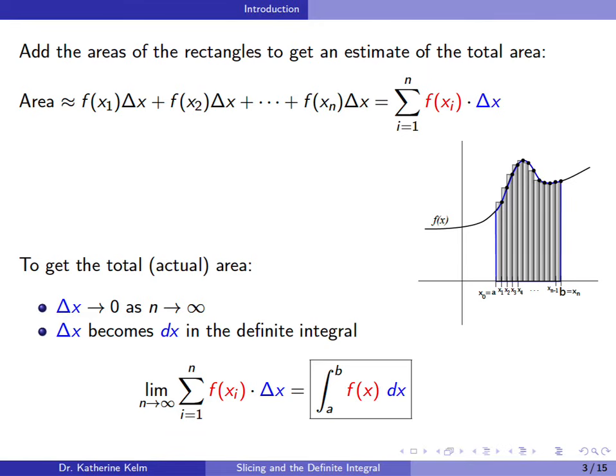So to get the total actual area, we let n go to infinity, which means that delta x, the width of each rectangle, will approach 0. And then the definite integral is the limit as n approaches infinity of this Riemann sum, which is just written as the integral from a to b of f of x dx. Delta x becomes dx in the definite integral, and f of x_i becomes f of x because we are saying that the integral is considering all values of x between a and b.